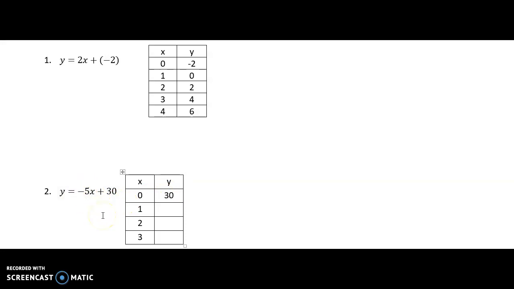So it makes a difference if your growth is positive or negative. Negative means we're going to be decreasing. So I'm going to be going down from 30 by 5. So I'll go 25, 20, 15.